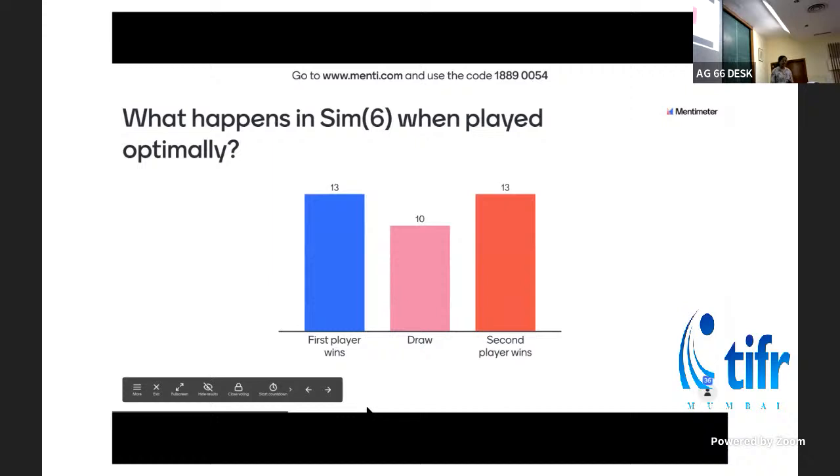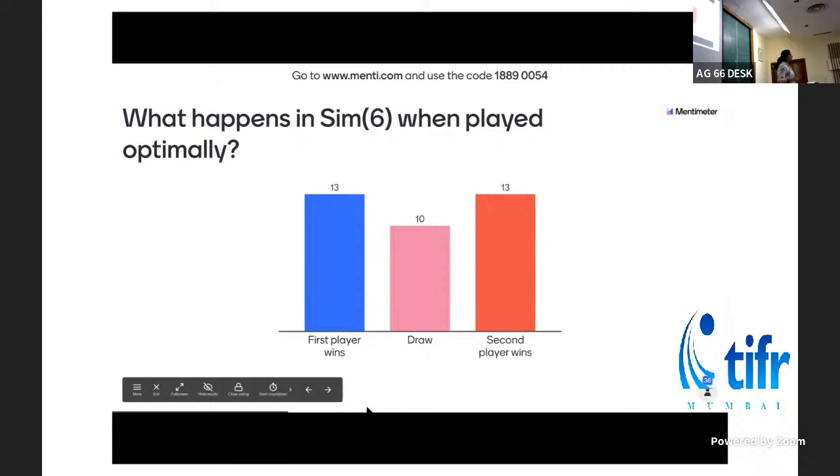It's a pretty even split between the first and the second player. This actually reflects the state of the literature. Spoiler alert, there is a strategy for, I believe, the second player, but nobody knows how to explain the strategy in a way that can actually be played by a human.